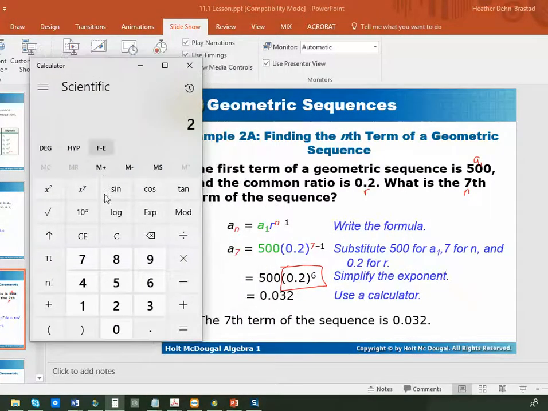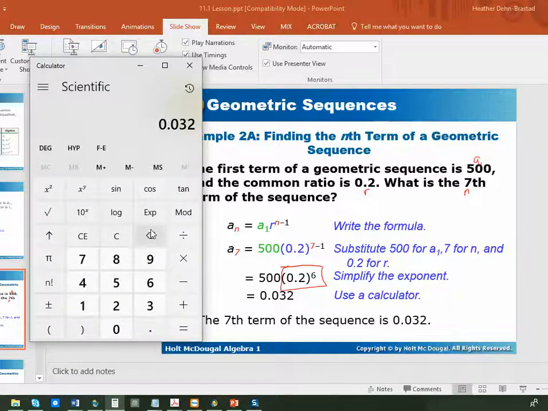So I'm going to take 0.2 to the 6th power, and that is equal to this number here. Now don't write that down. Keep it on your calculator. You can write it down, but you don't have to. And now I'm going to multiply that by 500. And there's the 0.032, that is the answer for the 7th term of this sequence.